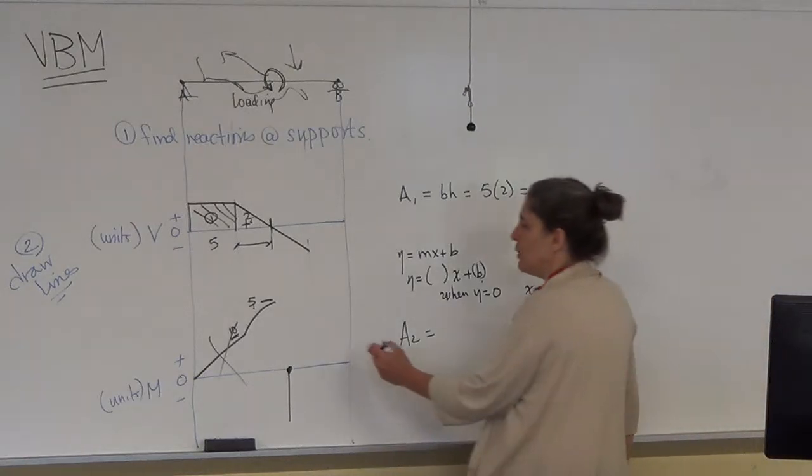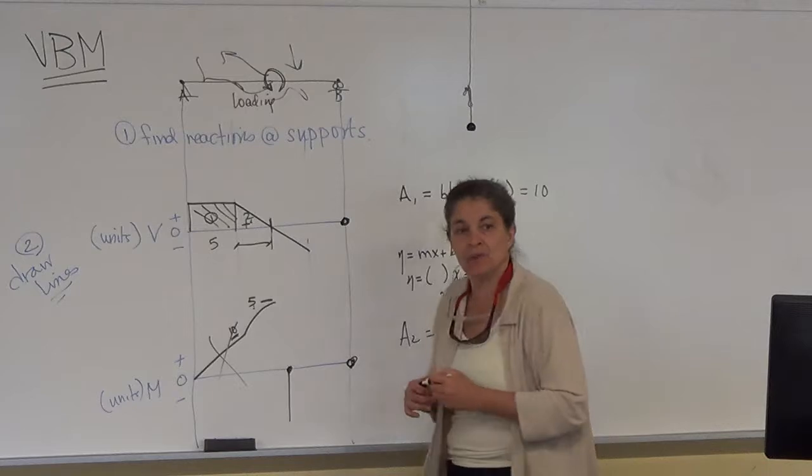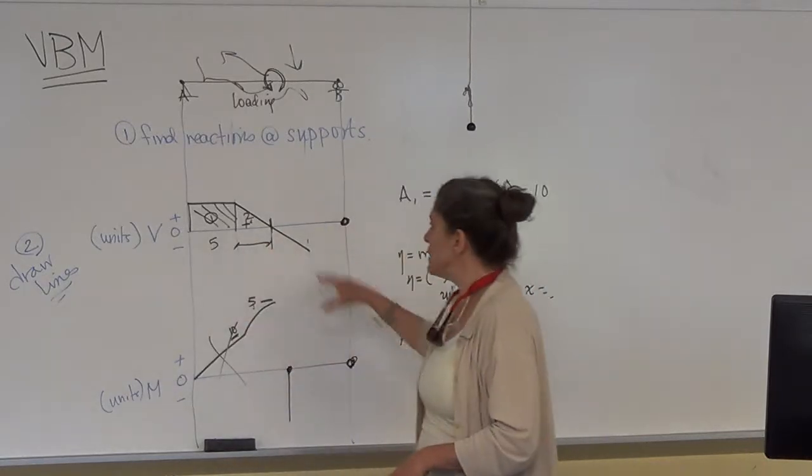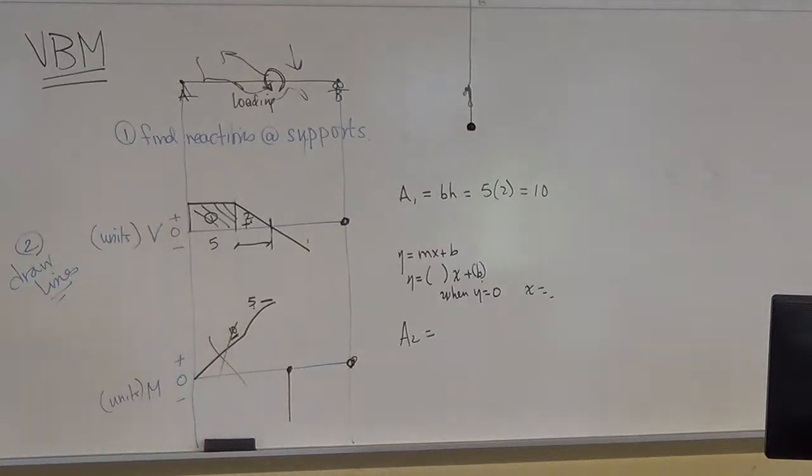But remember, what does it need to do at the end? They need to close at 0. So that is your check. If it doesn't close at 0, you made a mistake and you have to go back and find it.